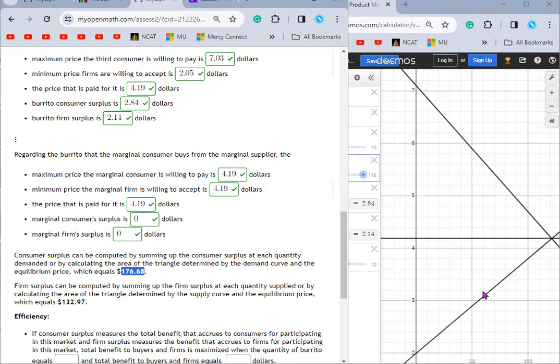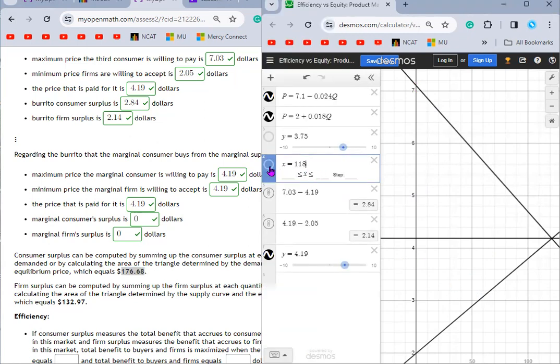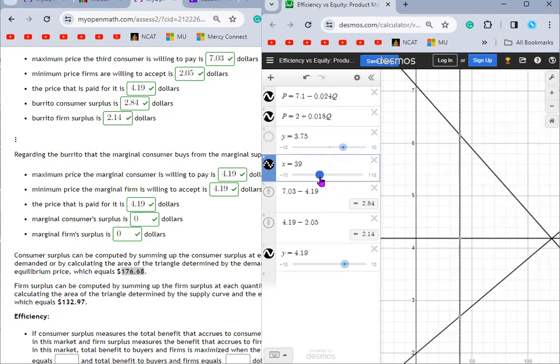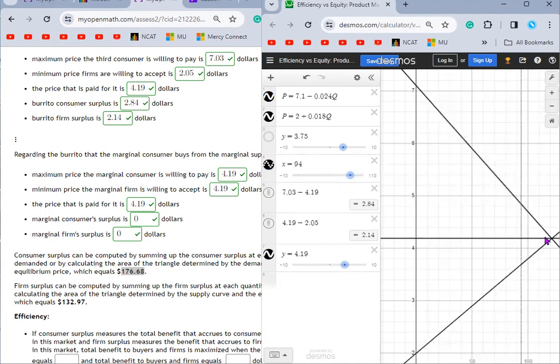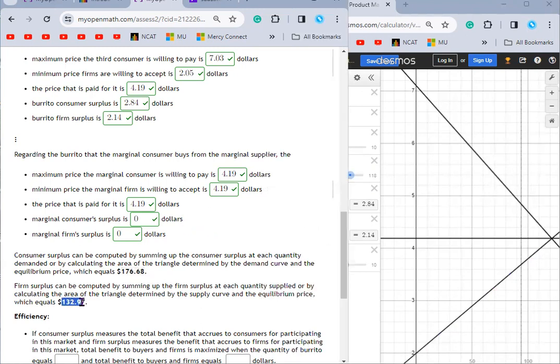And the same can be done for the firm surplus, right? As the quantity supplied increases, the vertical distance between this point, which is at a height of 4.19, the market price, and this point here, the price along the supply curve, decreases. So we can sum up all of these vertical heights, or we can calculate the area of this triangle, which I've already done right here. Okay. I've done that for you, right?